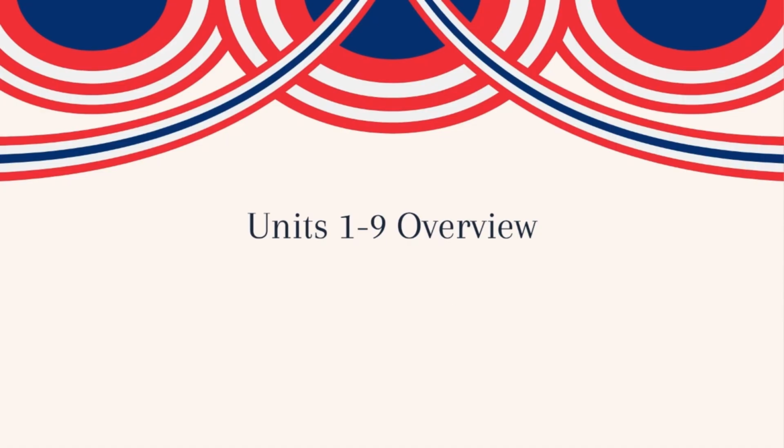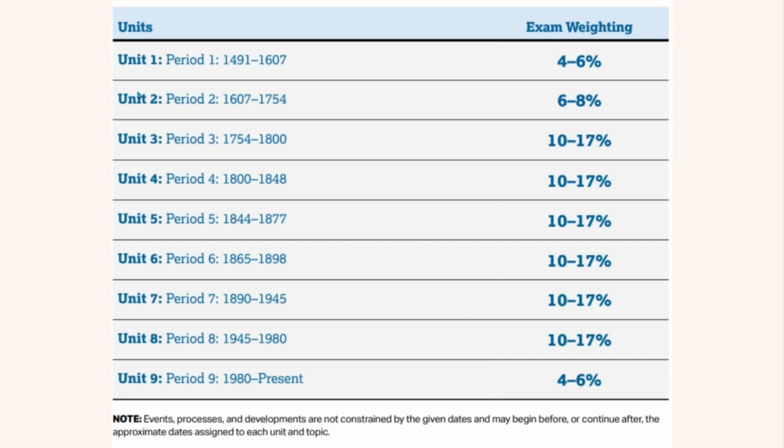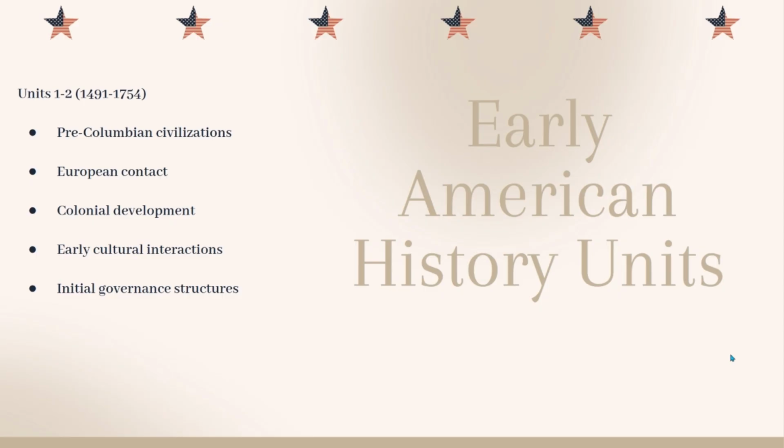Let's go through each of the units that we have. I mentioned before that there are 9 units. Here are our bookend units, 1, 2, and 9. We'll spend less time on these. 1 and 2 will go pretty fast, and then 9 we'll be doing more of an overview with that unit once we get there later on. But units 1 and 2 are early American history units. This is going to be pre-Columbian civilizations, European contact, colonial development, early cultural interactions. A big focus of this is geography.